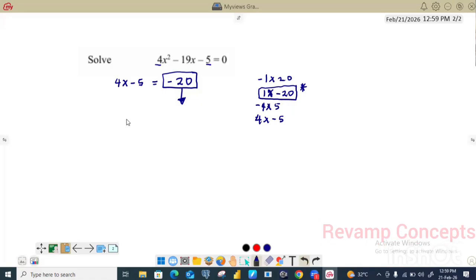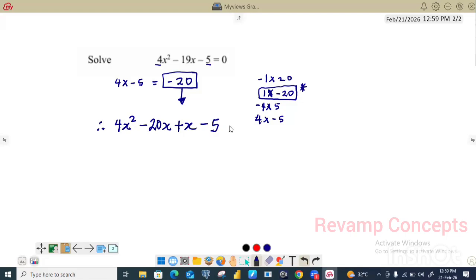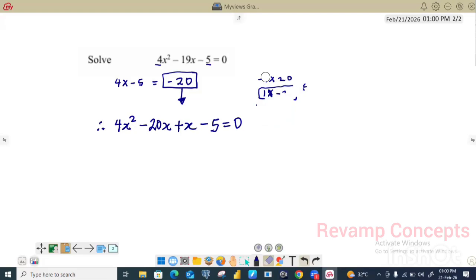Okay, we are going to replace that minus 19x in that equation with plus 1x and minus 20x. So let's bring it down. Therefore, our equation becomes 4x squared, now this time around, minus 20x plus x minus 5 equal to 0. Is that clear? Yes, sir. Okay. From there, we can continue.